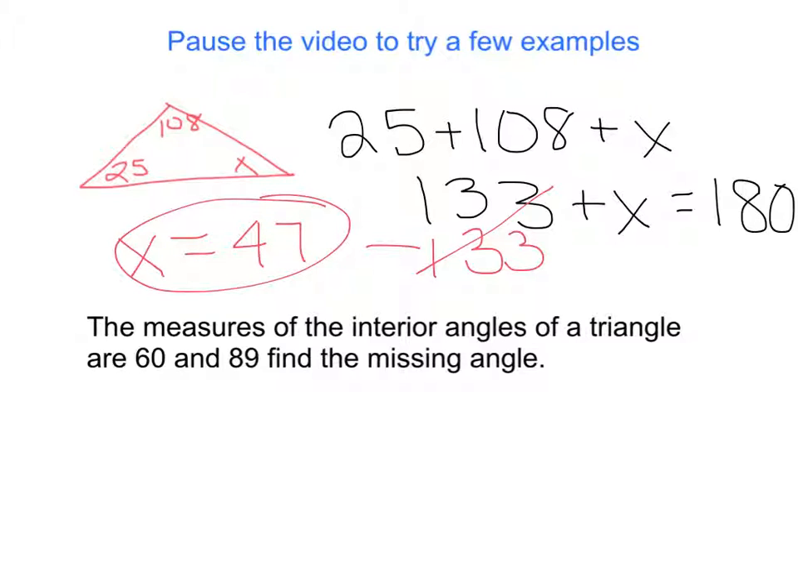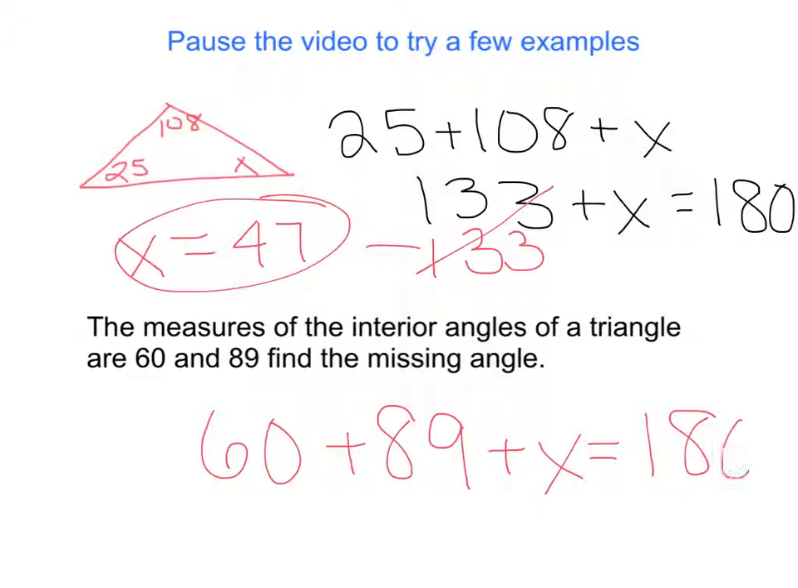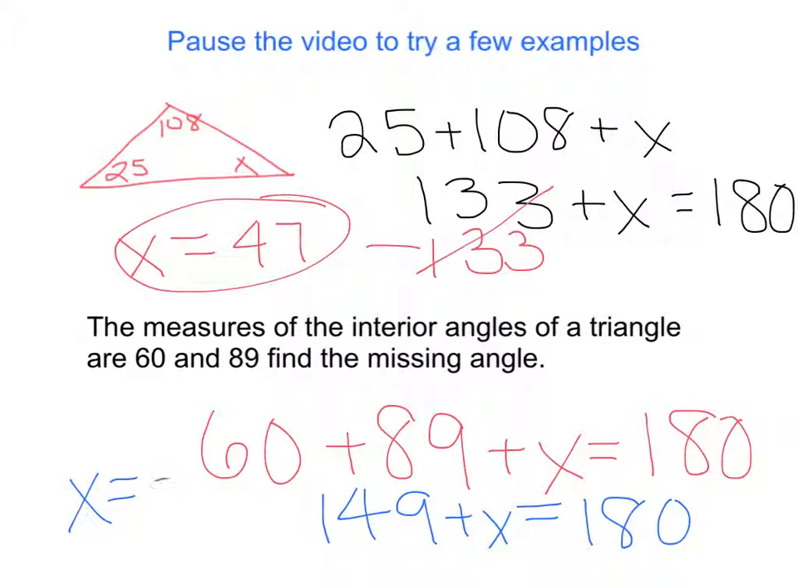The measures of the interior angles of a triangle are 60 and 89. Find the missing angle. So we have 60 plus 89 plus x equals 180. 60 plus 89 is 149. So we subtract 149 from 180, and we get x equals 31.